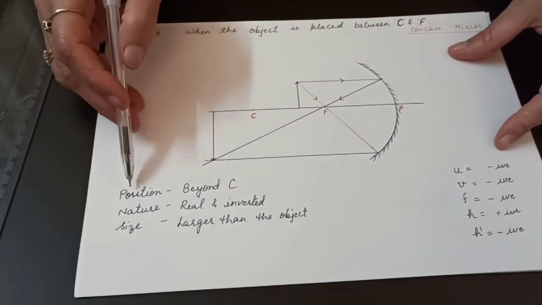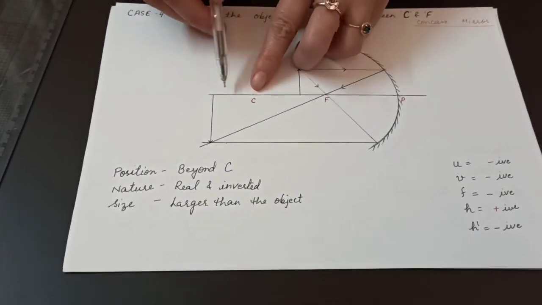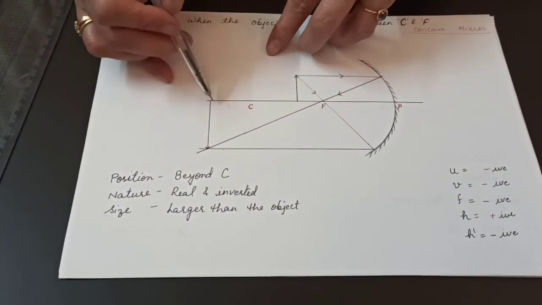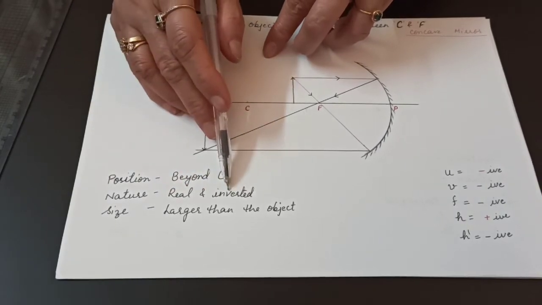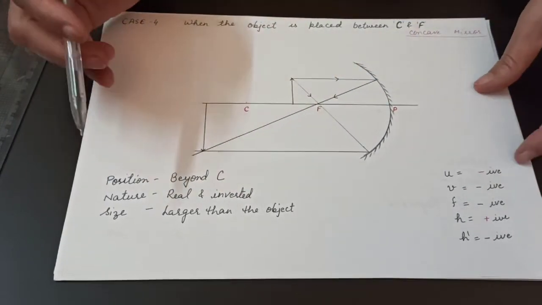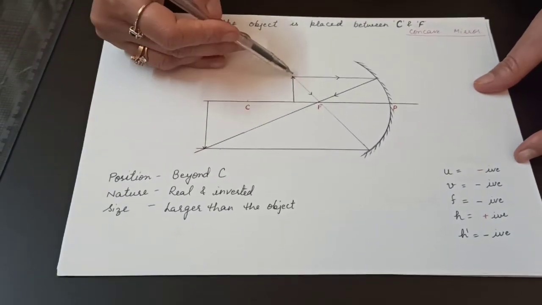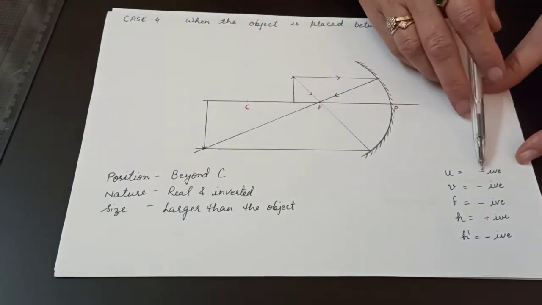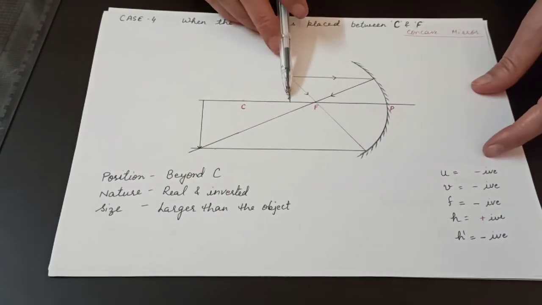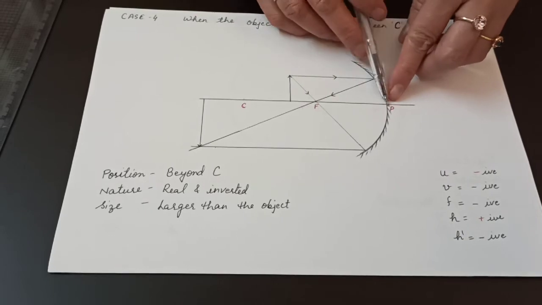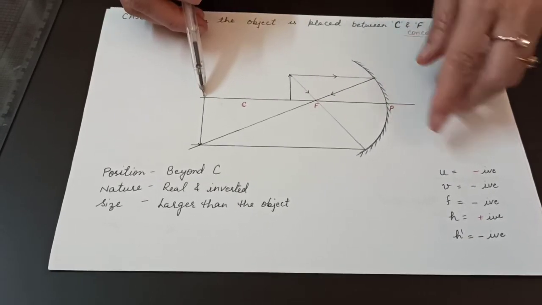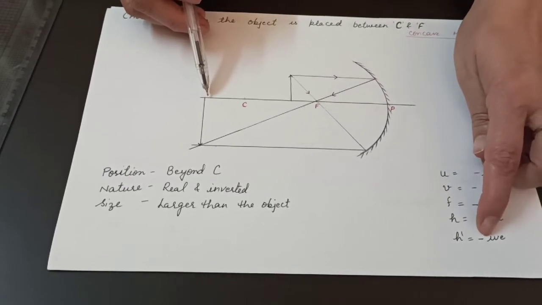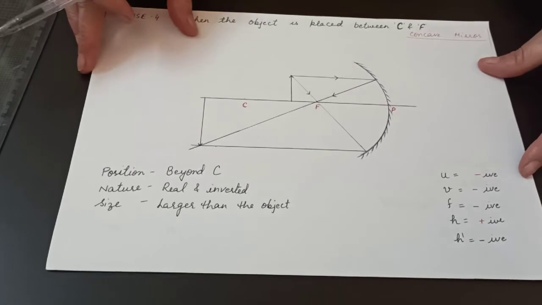Now see, the position is beyond C. Nature is inverted, it would be real and inverted. Whenever the image is inverted, it will definitely be real. Size, it is larger than the object, or you can say magnified. U, always negative. V, again from P to this point is V, negative. Focal length, negative. And height of image, negative.